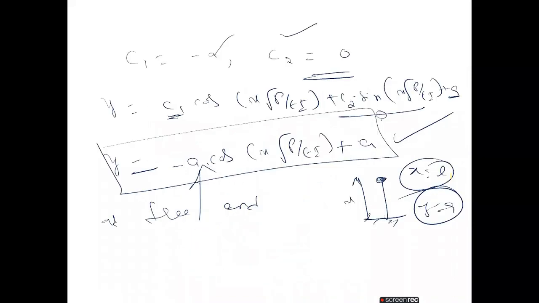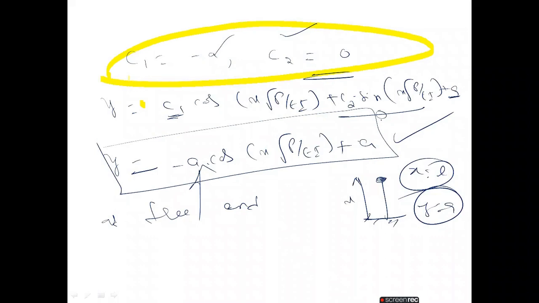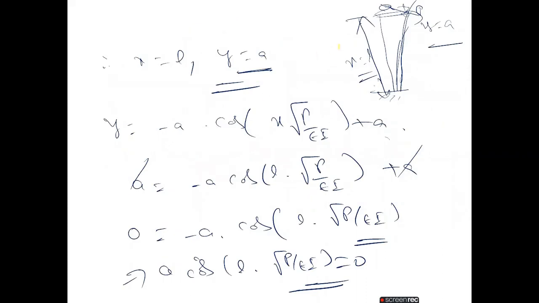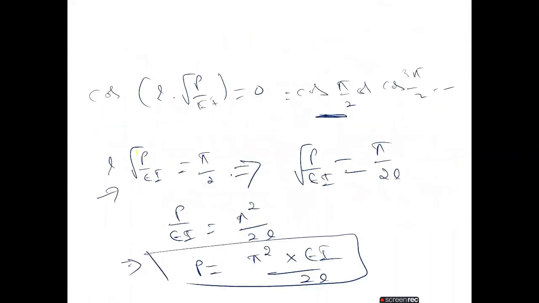Once you substitute this C1 and C2 in the above equation, whatever solution we got for our equation, we will get another equation. From this, at the free end, point B, the boundary conditions are x equal to L and y equal to a. If you substitute in that equation, finally we got the P value as pi square EI by 2L. So these are the two derivations in the Euler's theory.